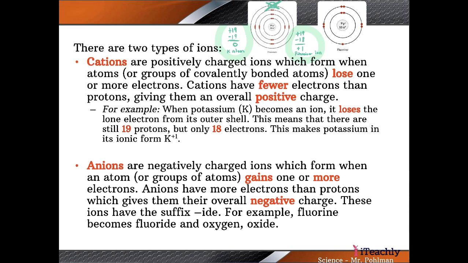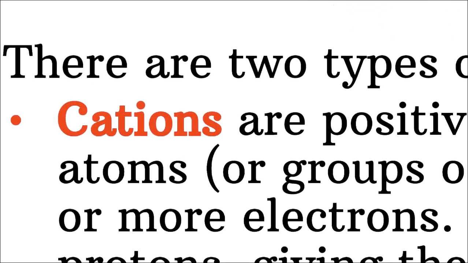All right. So you can see in the picture that when potassium becomes an ion, it loses its lone electron in its valence shell. That makes our potassium still have 19 protons, but now it only has 18 electrons. That's where you get the +1. And it's real easy to remember that these positively charged ions are called cations because look, you got a plus right there. The T, that's your plus.